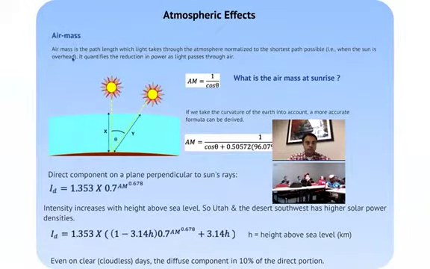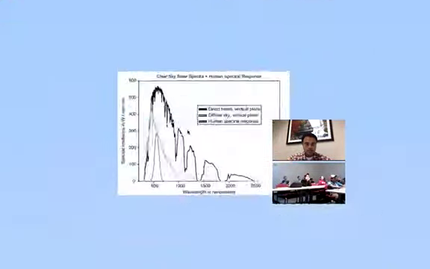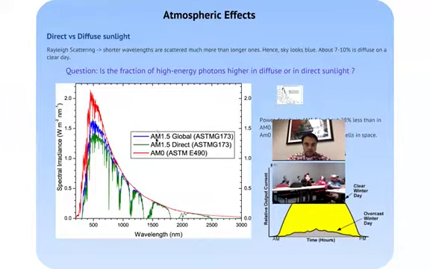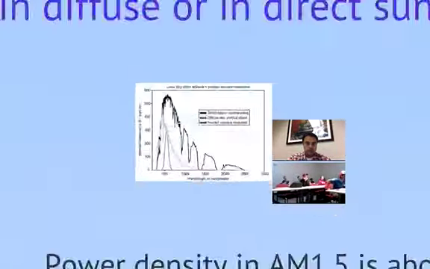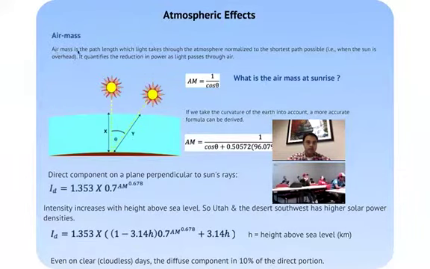Air mass. As I said before, I'll define what the AM in these plots refers to. It refers to air mass. Air mass is the path length which light takes through the atmosphere, normalized to the shortest path possible. That's when the sun is overhead. It quantifies the reduction in power as light passes through air. So let's look at this slice of the atmosphere. This is the surface of the Earth. If the sun is right there, you pass through this much of air, x. If the sun is here, it passes through this much of air, which is y. And this is the angle theta. And AM is defined as 1 over cos theta, which essentially is a measure of how much longer the sun has passed through.